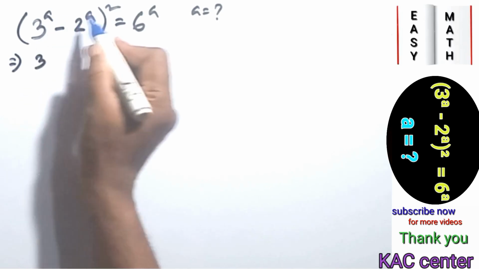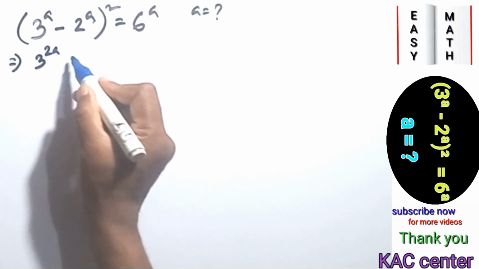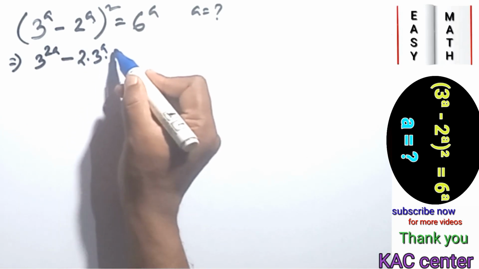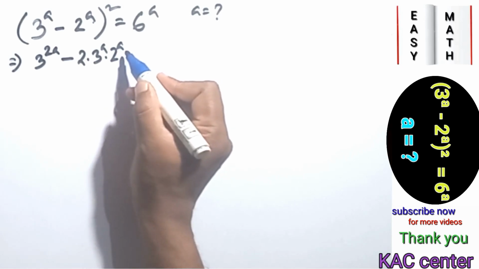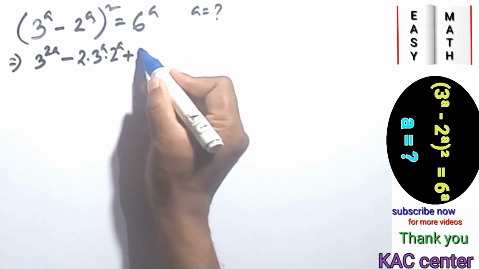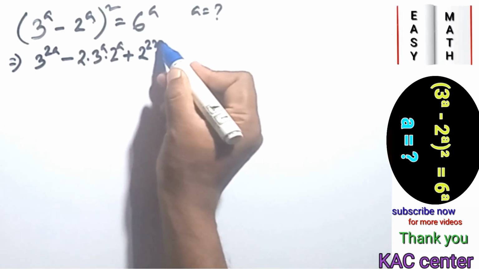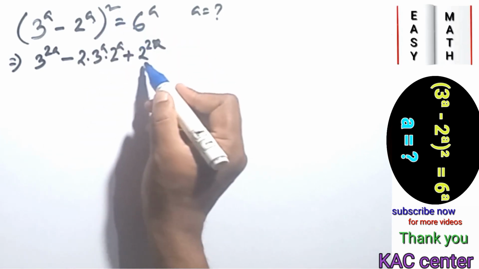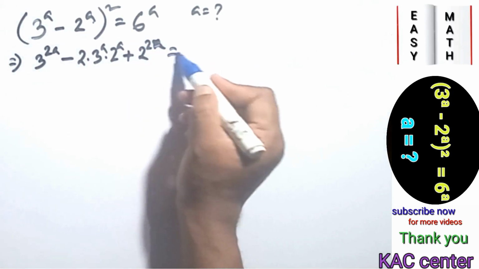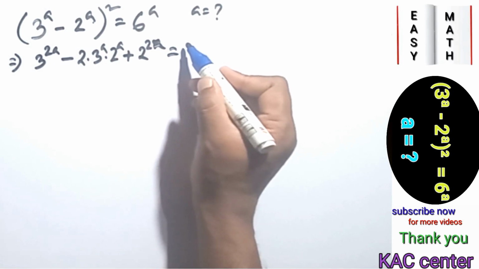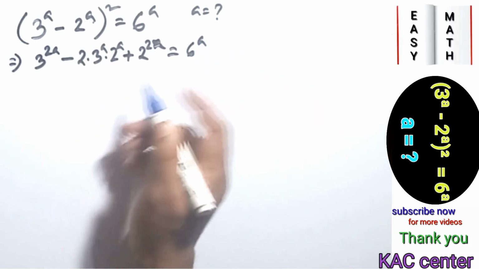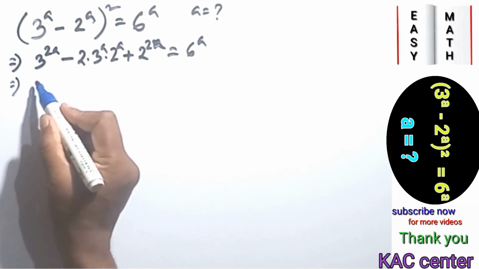3 to the power 2a is 3 to the power a squared, minus 2 into 3 to the power a and 2 to the power a, plus 2 to the power a squared, which is 2 to the power 2a. You can write 2 to the power a the square as 2 to the power 2a, and there is 6 to the power a.